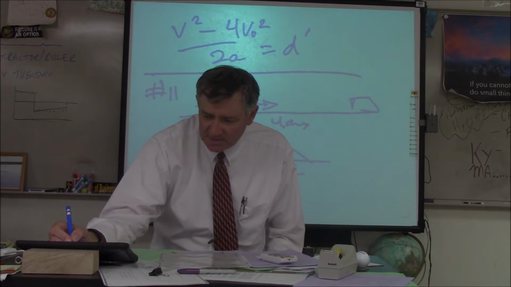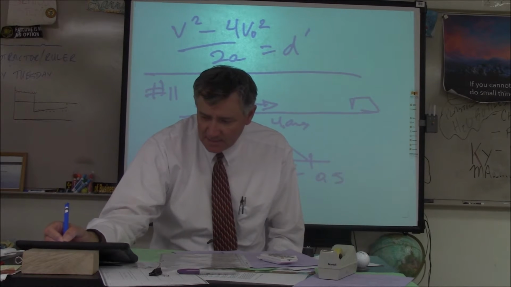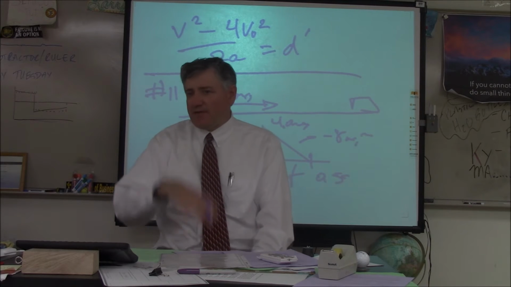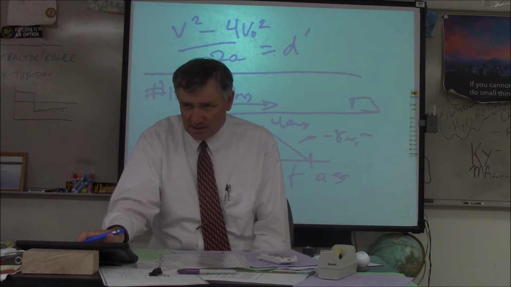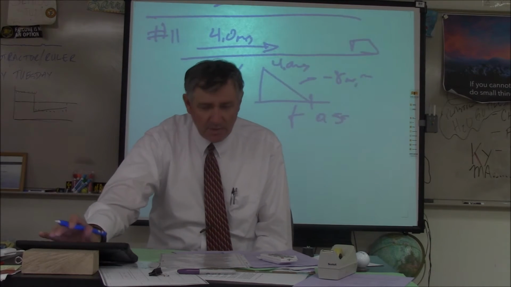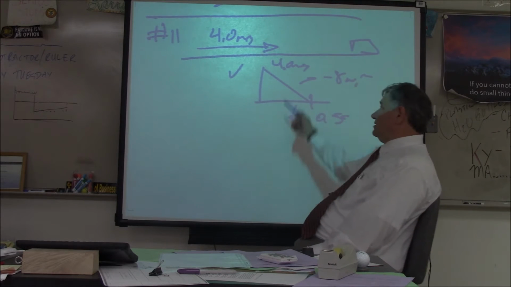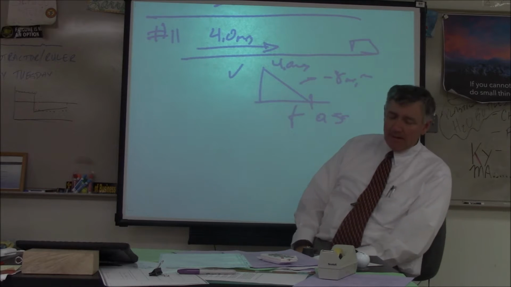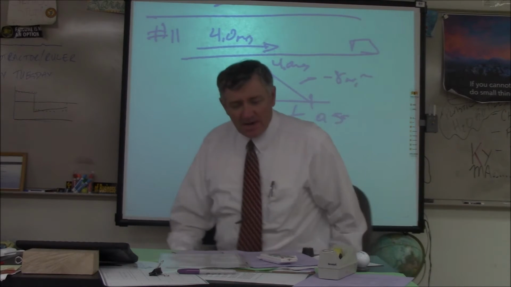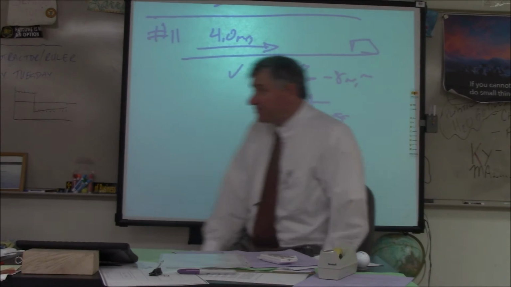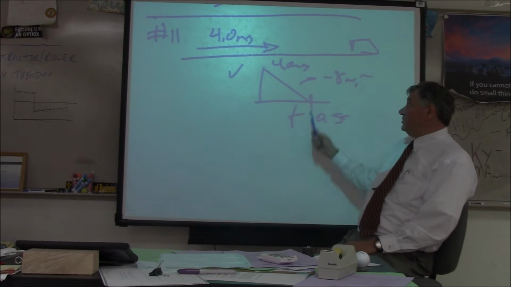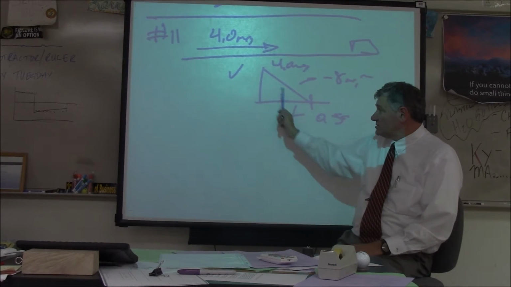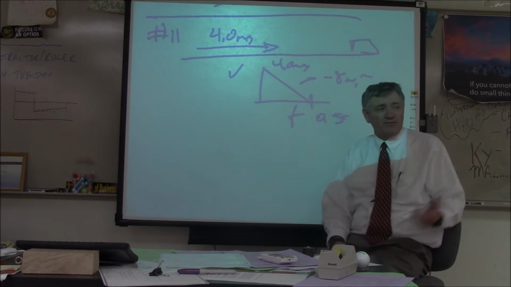Here's 4 meters per second. There's a half a second. And my slope is negative 8 meters per second squared. Okay, that's all you have to have on that velocity time graph. That's all you have to have. That's it. Initial velocity, final velocity, slope, time. Okay? Now, you want to figure out how far she's going to slide. How could you use your velocity time graph to figure out how far she's going to slide?